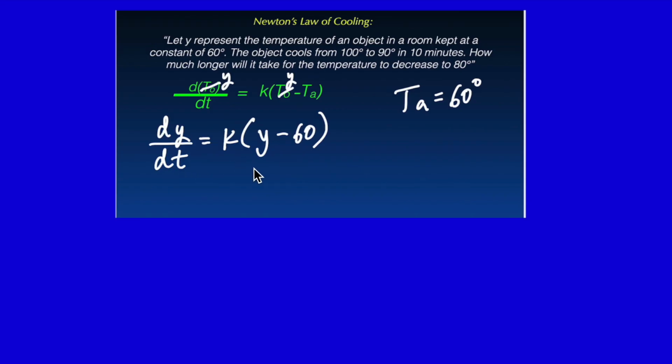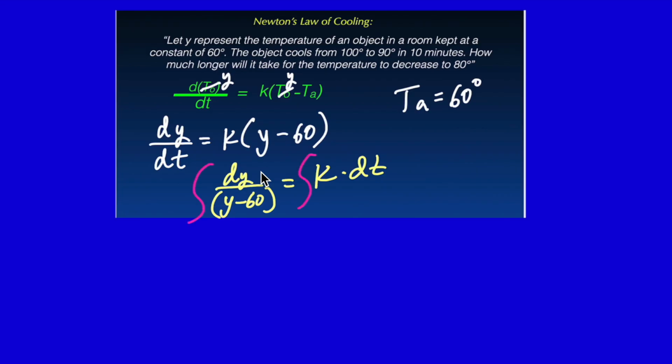This is the differential equation. So let's go ahead and do that. Let's separate the variables, and we're going to divide by Y minus 60 on both sides, and we're going to multiply by dt on both sides. Okay, we're then going to integrate both of these.